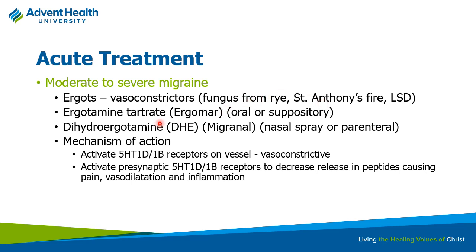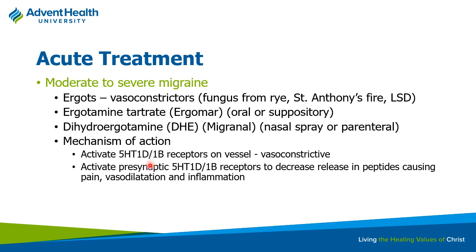But anyway, so we have a couple of different products here. We have things like ergotamine tartrate or Ergomar. This is either oral or has a suppository form, good for patients who are vomiting. The one I see most frequently is dihydroergotamine or DHE. You see DHE, that's what we're referring to. Migranal is the brand name. This one's nice because it either has a nasal spray, good for patients who are vomiting, or it has a parenteral form as well, which is what we use most often in the hospital. That is the IV form. These are working by causing constriction of the vessels by activating 5-HT1D and 1B receptors. 5-HT is another name for what? Serotonin.